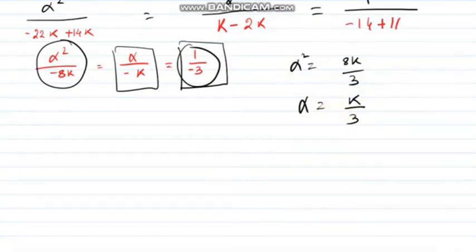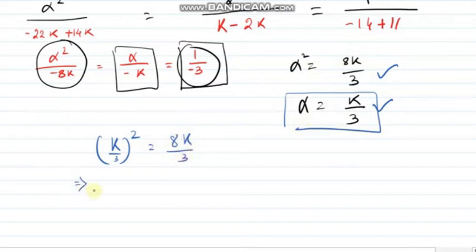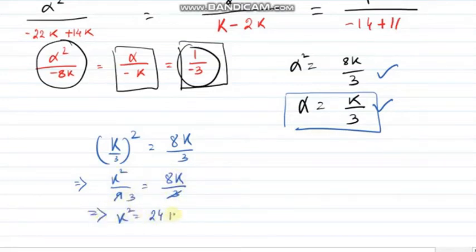Now, don't look anywhere, just look at these two equations. Can we write k by 3 whole square? What is k by 3 whole square from here? That is alpha square. So this will be equal to 8k divided by 3. So k square divided by 9 equals to 8k divided by 3. Cancel out. So k square equals to 24k.